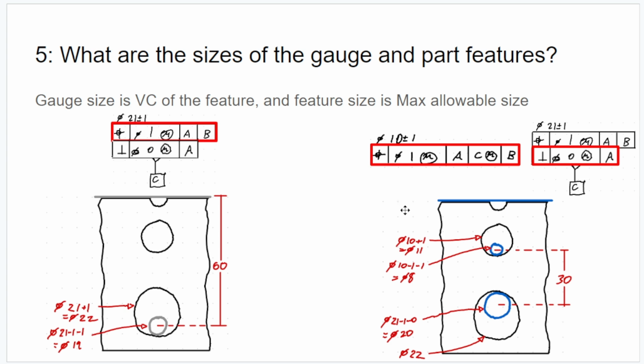Jumping over to gauge 2, again, least material hole, 10 millimeters plus 1 millimeter, 11 millimeters. Virtual condition pin, 10 millimeters minus 1 millimeter minus 1 millimeter of true position. It's 8 millimeters. And the hole is the same for the bottom. And then for the second virtual condition pin for the 21 millimeter hole, it's 21 millimeters minus the size, minus 1 millimeter, minus 0. So 20 millimeters is the second virtual condition pin.